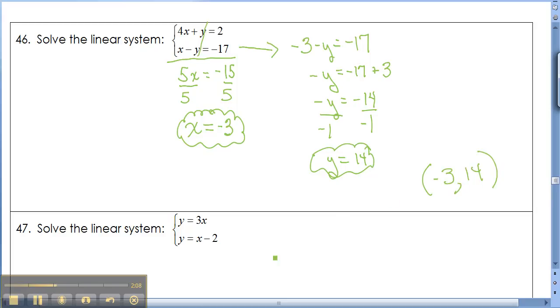And you want to take a minute to check it. So checking it in the simpler equation, negative 3 minus 14 becomes negative 17. It checks in the first one. Negative 3 times 4 is negative 12. Negative 12 plus positive 14 gives us 2. It checks out in the top equation. So the answer is negative 3, positive 14.